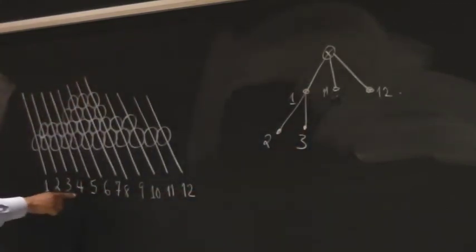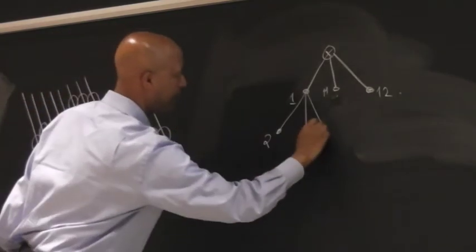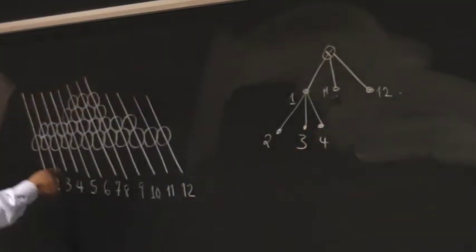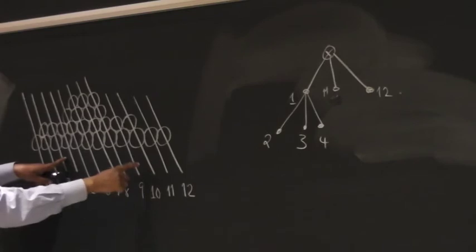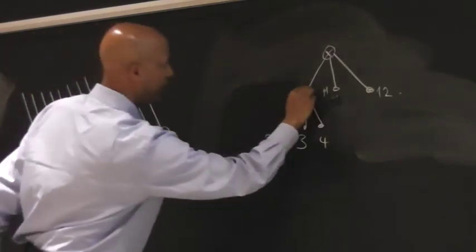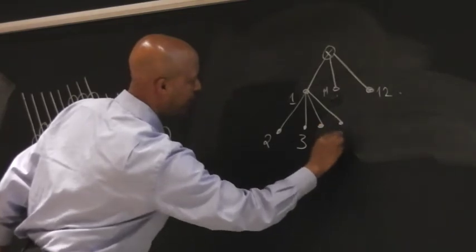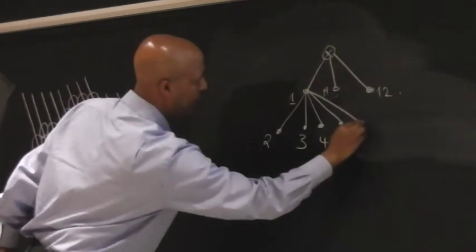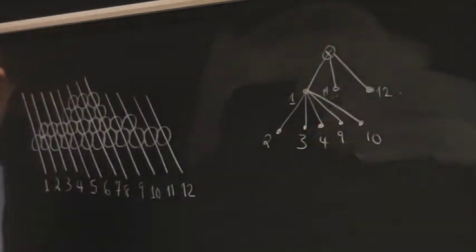What else do I have? 4, right? Then these 2 guys also. I got 9 and 10, right? Okay. 9 and 10. All of those are going to be at level 2, connected to 1.